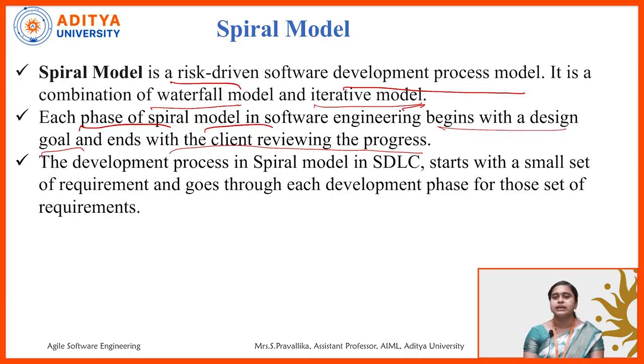The development process in the spiral model in SDLC, the software development life cycle, starts with a small set of requirements and goes through each development phase for those requirements. So every phase goes on with a small set of requirements, and for the requirements we specified, we carry out the development in that particular phase. This is what happens in the spiral model.